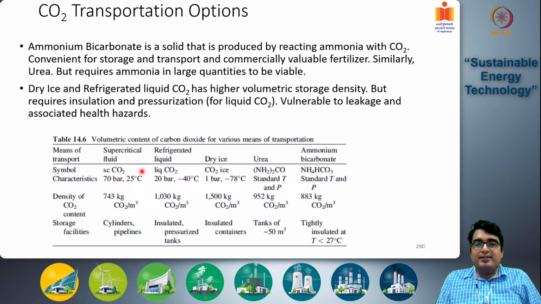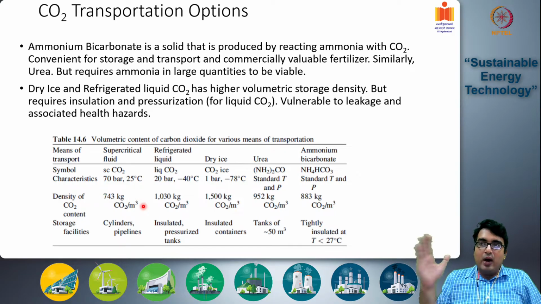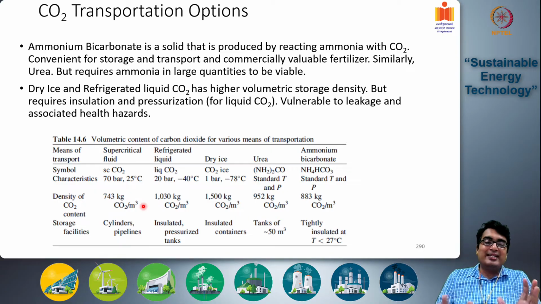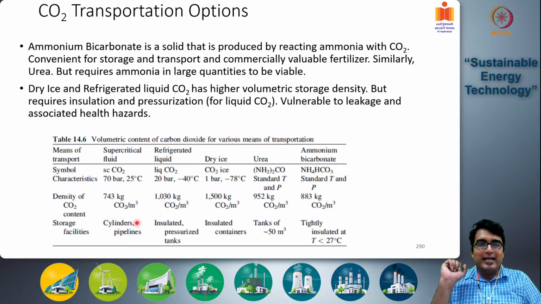70 bars, 25 degrees centigrade, and at this point the density of CO2 becomes 743 kgs per meter cube. So 1 meter cube of this supercritical fluid weighs 743 kgs. So it is reasonably dense and requires less volume. Okay, we will compare this with other types of storage systems as well, and it can be stored in cylinders or transported through high pressure pipelines. So that is one method. Another method is you are refrigerating this liquid at a lower pressure.